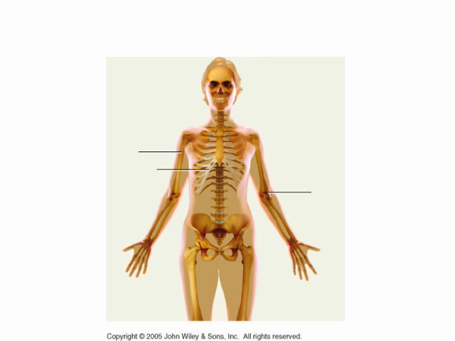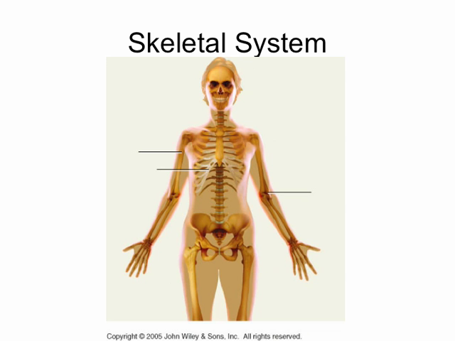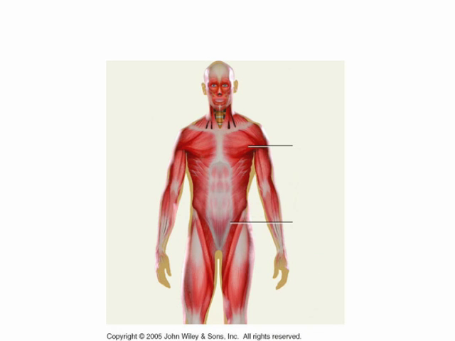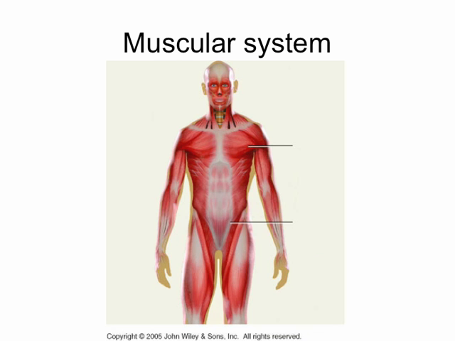This system is the skeletal system. Structures involved in the skeletal system include the bones, cartilages like the costal cartilages, or the ones attached to the ribs, which you can see in this picture, and the joints or the articulations between bones. This system is the muscular system. The major organs of the muscular system include the muscles and the tendons that attach those muscles to bones.